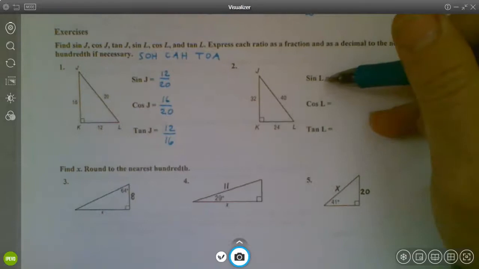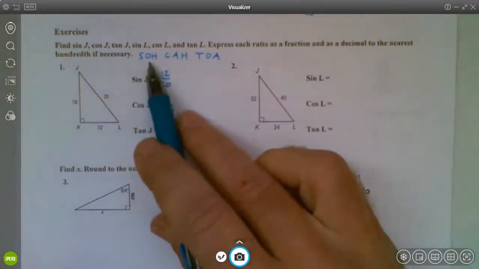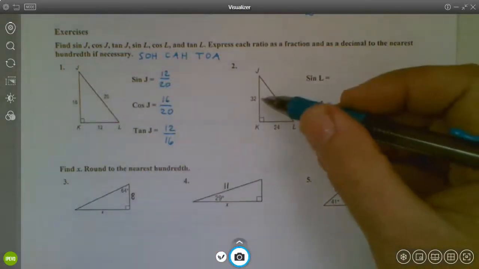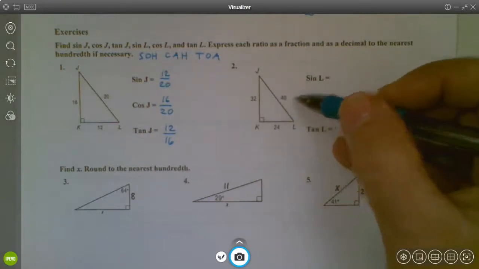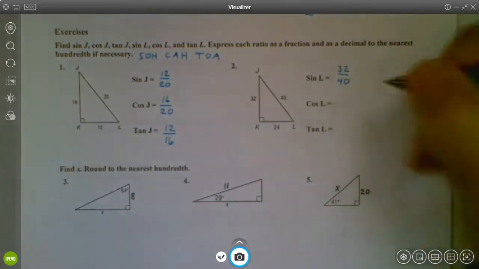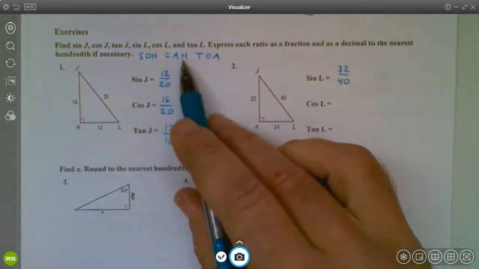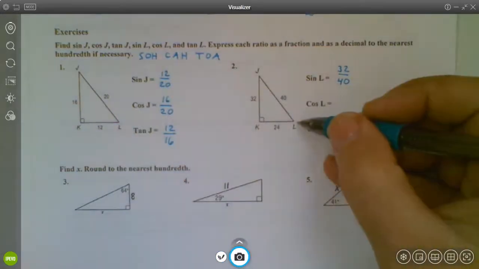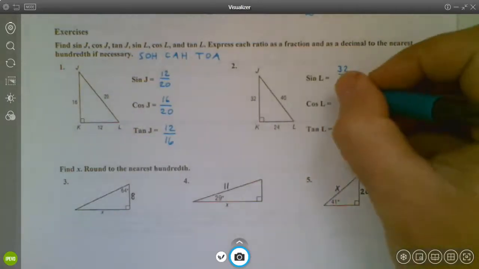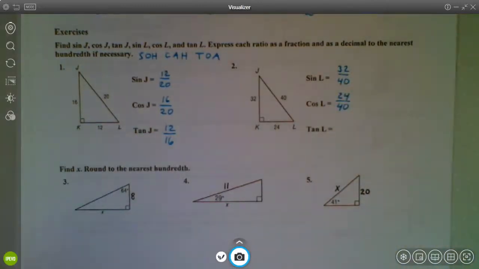So let's look at the sine ratio from angle L. So now we're working from this guy. So again, we know that sine does opposite leg over hypotenuse. So from angle L, opposite leg would be 32. Hypotenuse is 40. So 32 over 40. The cosine from angle L, remember cosine does the adjacent leg over the hypotenuse. So from here, the adjacent leg would be 24. Hypotenuse is 40. So there's our cosine ratio.